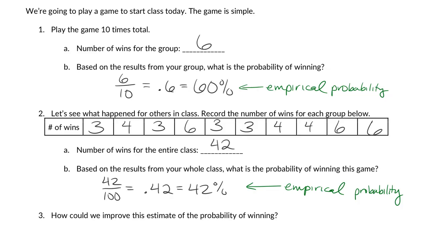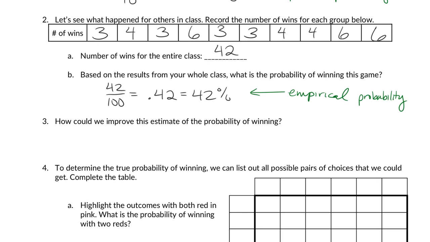So how else could we improve this estimate of the probability of winning this game? What else could we do? Do more times, okay? Absolutely. We could do more trials. If I had every single one of you, all 27 of you plus me, so 28 of us, do this 10 times, that'd be 280 trials. That's way more than 100.